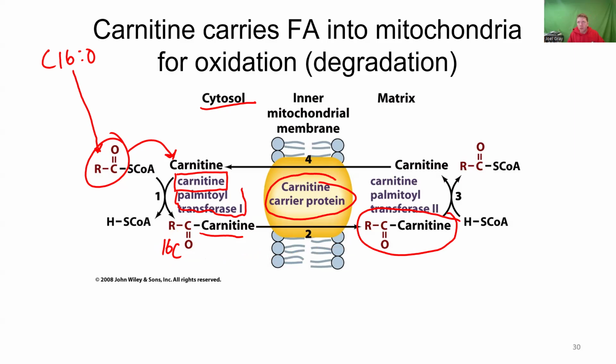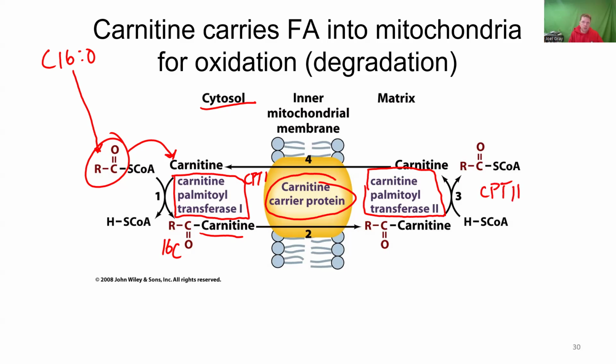Now that 16-carbon long fatty acid that is attached to carnitine is going to be released from carnitine whenever it gets to the inside of the membrane by an enzyme known as carnitine palmitoyl transferase 2. I always think about this as a sequence. CPT 1 helps you attach to carnitine. CPT 2 helps you detach your 16-carbon long fatty acid from carnitine and put it back onto CoA, that acetyl-CoA.